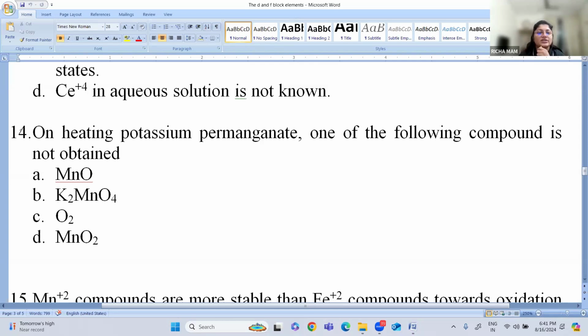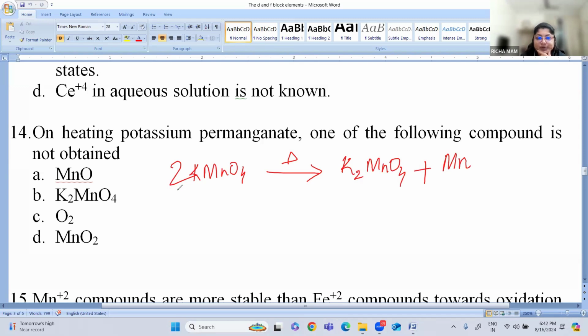Suppose I write the reaction. If I heat KMnO4, what will happen? 2 KMnO4 will form K2MnO4, plus MnO2, plus O2. So what is not obtained? MnO is not obtained. So option number A is the answer. Akhila has answered it right.